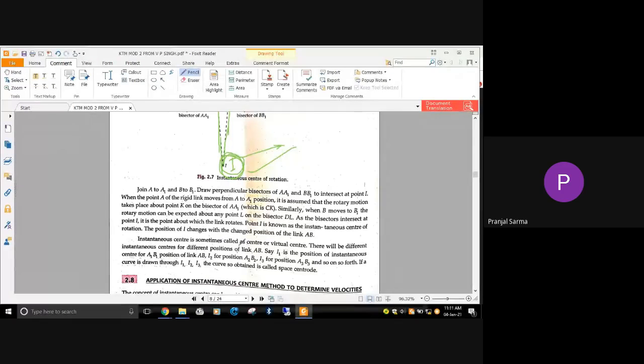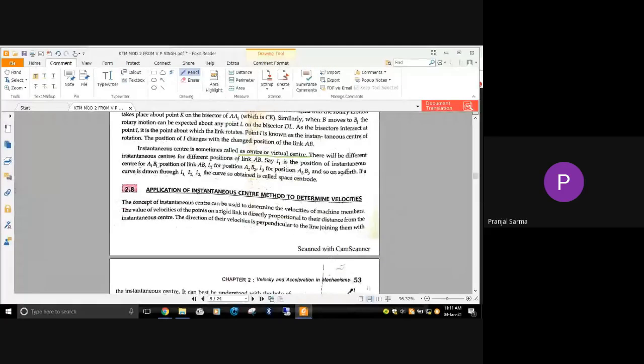And this instantaneous center is also sometimes known as the Herschel center. And as we have seen, the name itself is instantaneous, that is from instant to instant, that word is there. So there will be a different instantaneous center for different positions. And if you draw the different instantaneous centers for different instances, and if you draw a curve through all the instantaneous centers, then you can get a particular locus. That locus is known as the space center.